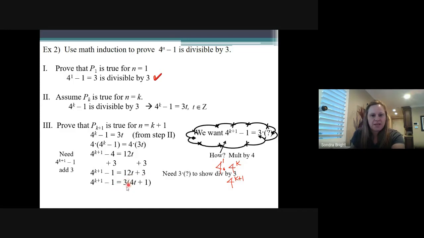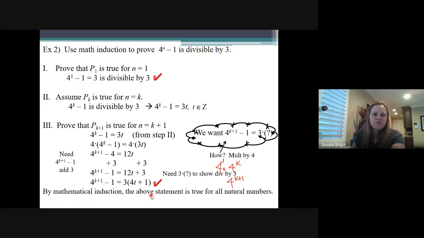So 3, factoring it out, I'm left with 4t plus 1. Yeah, and that's true. Since remember, t was an integer. And if you take an integer and you multiply it by 4, it's still an integer. And when you add 1, it's still an integer. So that's enough. And then you do your conclusion of by mathematical induction, the above statement is true for all natural numbers. Booyah! Drop the mic, right?